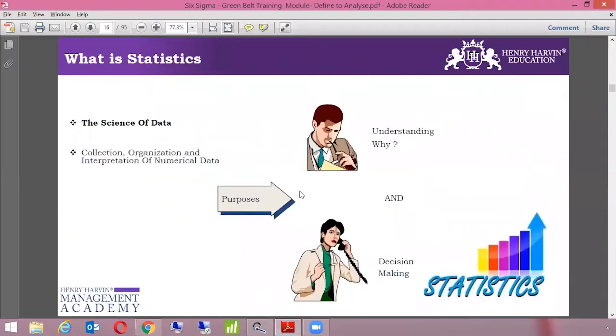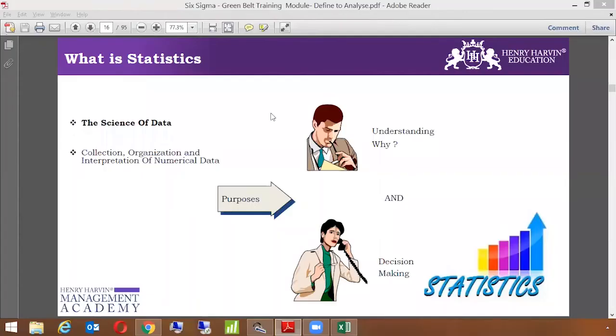Now we are going to learn what is statistics. Statistics is a very interesting topic in the overall Six Sigma journey. It is a very essential part of the Six Sigma journey, and statistics helps us to make certain decisions, to understand reasons, to know why this problem has occurred.